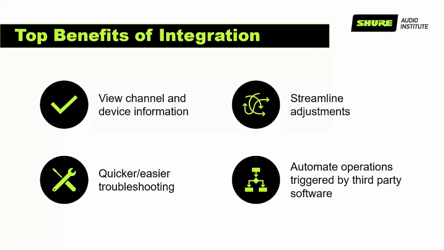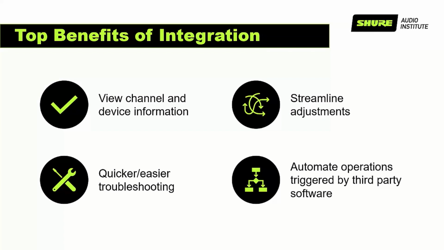So I guess that kind of gives everybody an idea about the benefits of integration. Obviously, the biggest one is being able to see channel and device information remotely and see what's going on with your transmitter and with your receiver, which allows you to streamline adjustments. If you want to make a gain adjustment, you don't have to do it from the receiver. You can do it straight from the desk or from the device that you're working on, which in its turn makes quicker, easier troubleshooting. In case something is wrong, you don't have to look at 3 different positions, but you've got all the information together at your fingertips on one screen.